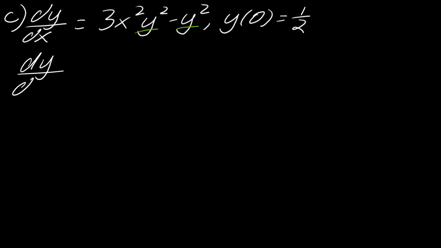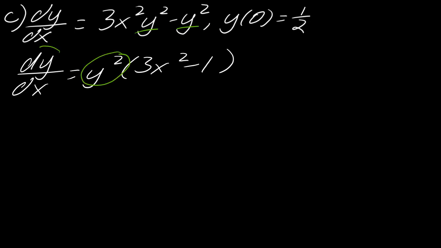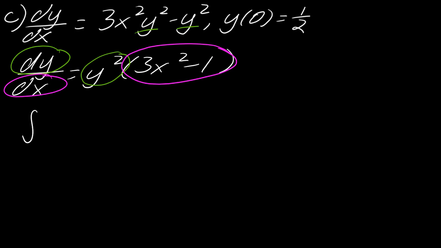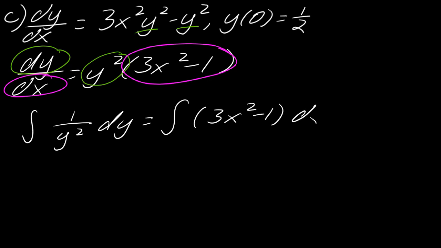So I can actually factor out the y squared so that this becomes 3x squared minus 1. I have to make this manipulation so that this will actually be separable. And then I want to divide this side by the y squared so that I can put the y and the dy together. And then I'll bring this part over, so that's kind of what we want to put together. So this will become 1 over y squared dy equals 3x squared minus 1 dx.